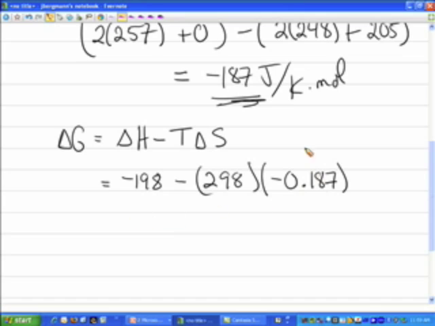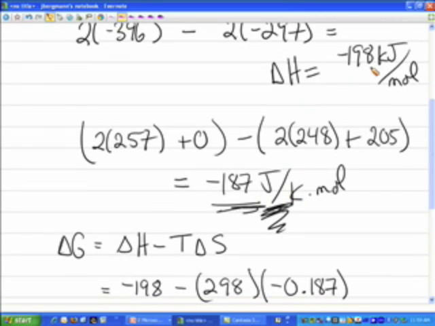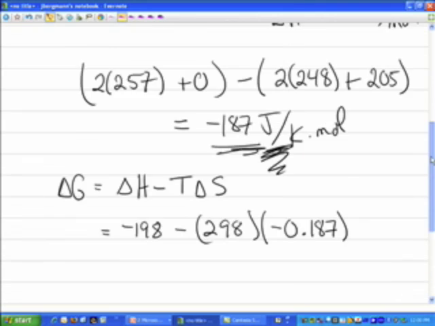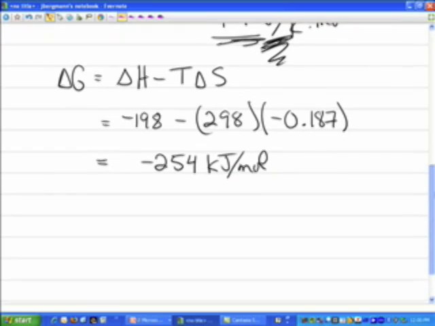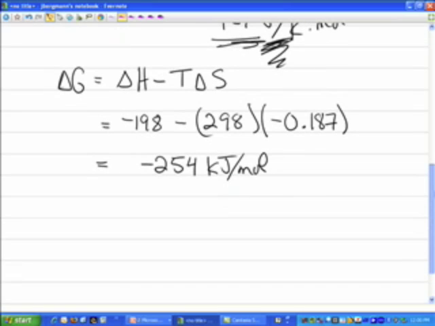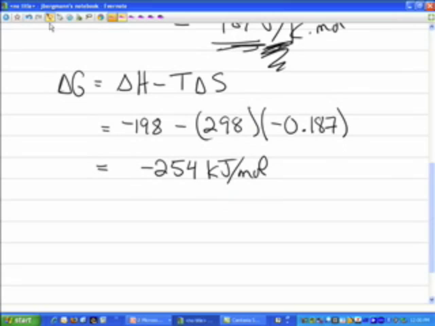And so, folks, you've got to watch that. This is in joules, and this one is in kilojoules. And you must have them in the same unit or you have problems, right? Okay, all right, we got negative 254 kilojoules per mole. Now, what does that mean? That means for every mole, we're going to release 254 kilojoules of energy. So that's energy that's going out of the system, so it's available to do work.